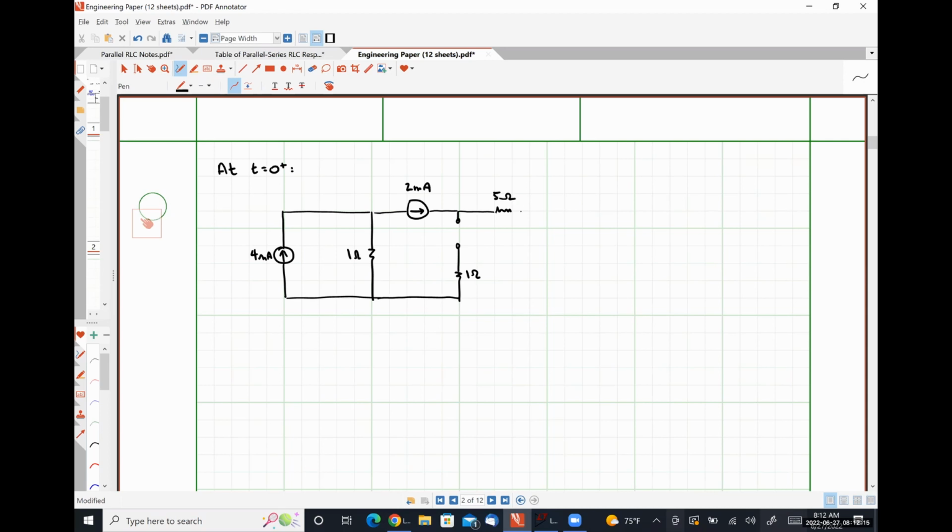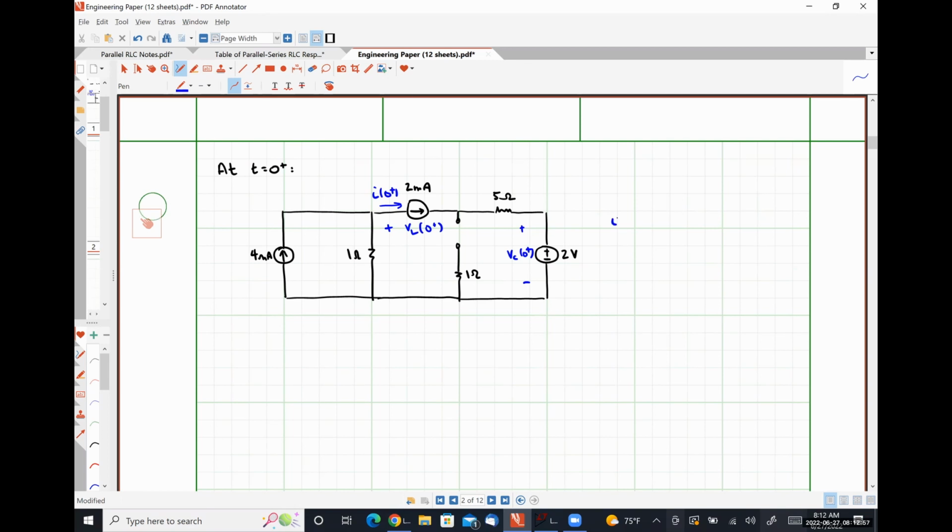Here's our 5 ohm resistor. We're going to replace our capacitor with a voltage source having the same polarity and magnitude as VC at 0 minus, which was 2 volts. And now identifying our quantity of interest, VC at 0 minus has to be 2 volts. I know it's a bit redundant, but I like to keep track of it. I at 0 minus is 2 milliamps. And our last quantity of interest is going to be VL at 0. Sorry, all of these are at 0 plus. My apologies.